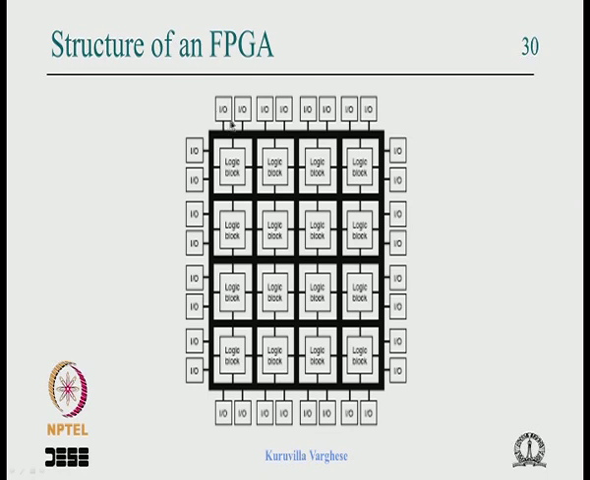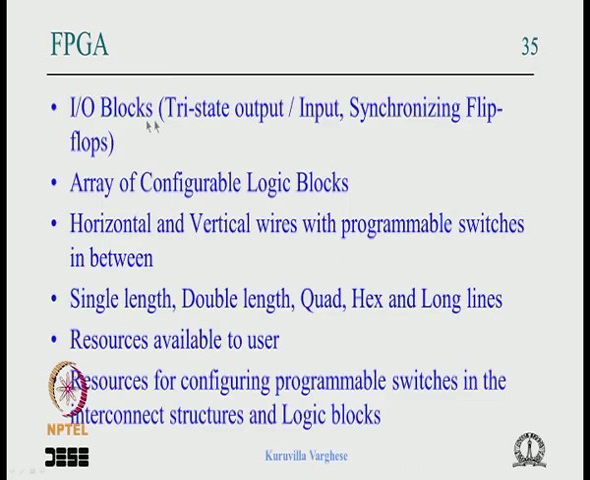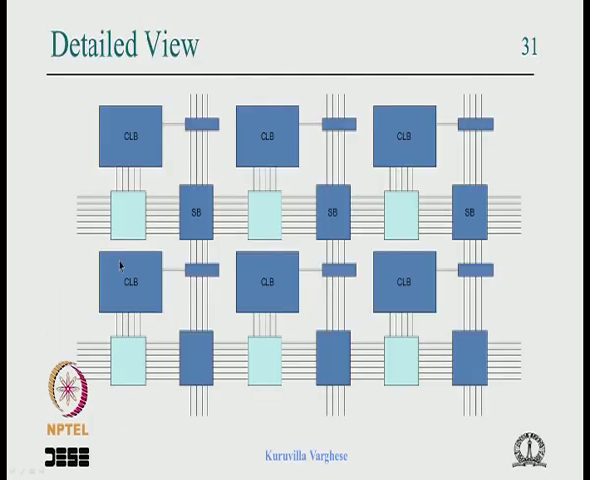So there is a single stage synchronizing flip-flop within the IO, and it supports multiple IO standards. It may work with 2.5 or 3.3 volt low voltage CMOS, or it supports some kind of voltage pattern which is ideal for PCI Express or PCI and so on. So all that is supported in an IO pin. So that is IO blocks. Then you have an array of configurable logic blocks. The main thing to note is that it is not fixed, it is configurable. A lot of configuration is possible within a logic block. Then there are horizontal and vertical wires with programmable switches in between.